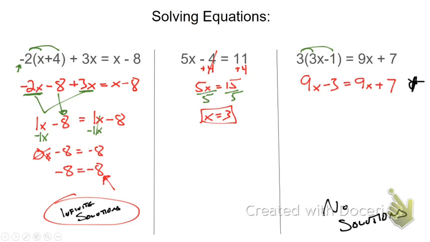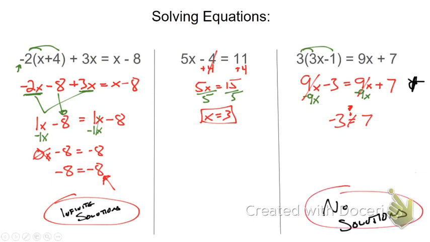Now, if you wanted to keep going, you could subtract 9x from each side, and you end up with a statement that's obviously false. Negative 3 equals 7, regardless of what x is. I mean, there's no x left in this equation. We know that negative 3 is not equal to 7. There's no value of x that would make a negative 3 equal to 7 because there's no x anywhere left in this equation. That's why this is a no solution.